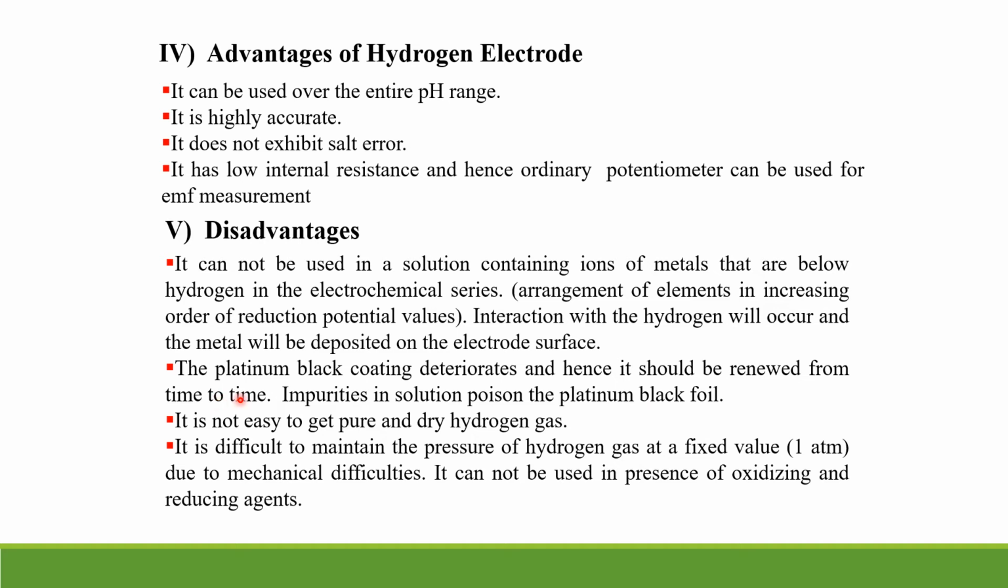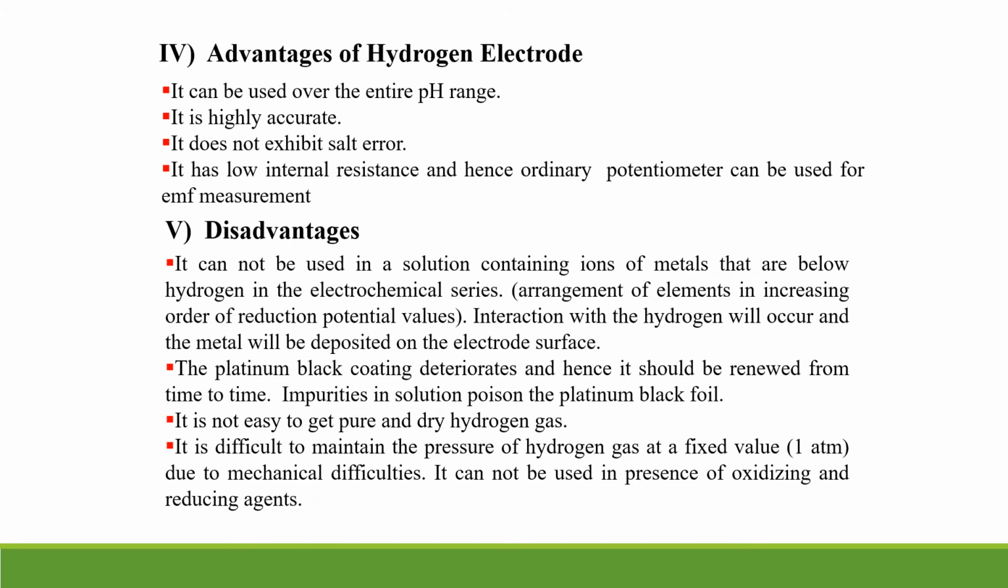Remember, we have coated the platinum foil or a piece of platinum metal with the help of platinum black, and this coating of platinum black is getting washed out, deteriorating, and hence it has to be renewed from time to time. And if in your solution you have impurities, then that will also poison the platinum black foil. And it is not easy to get pure and dry hydrogen gas. It is difficult to maintain the pressure of the hydrogen gas at a fixed value, that is 1 atmosphere, due to mechanical difficulties. So it cannot be used in the presence of oxidizing and reducing agents. So this is all about the advantages and disadvantages of hydrogen electrodes.